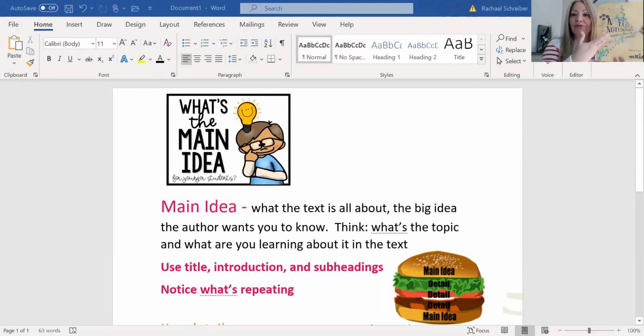Whether it's a full book like this, or if it's just a couple of paragraphs, the first paragraph will usually be an introduction, the last will be a closing, and you can use those to help you figure out the main idea.